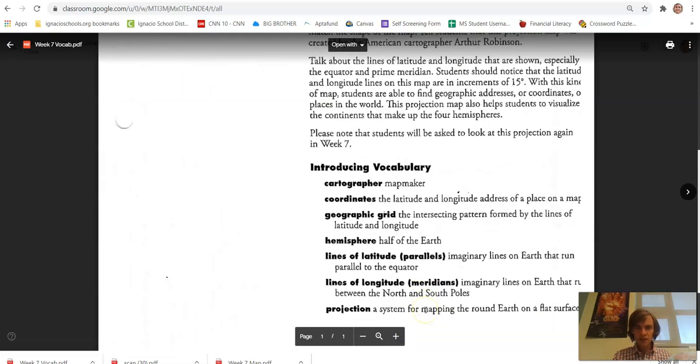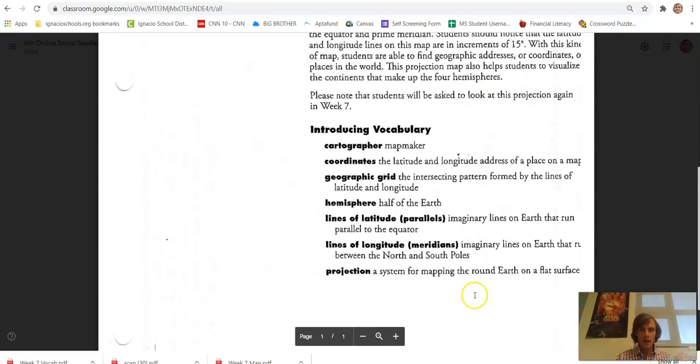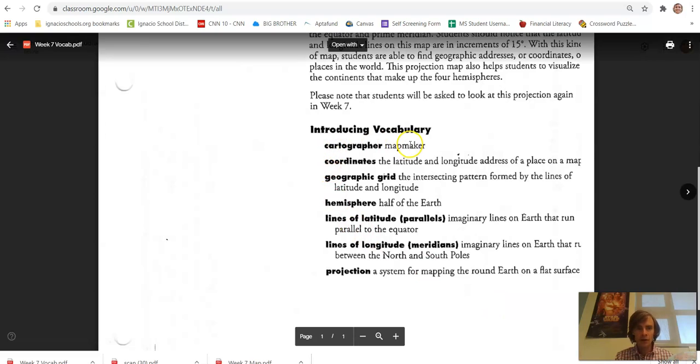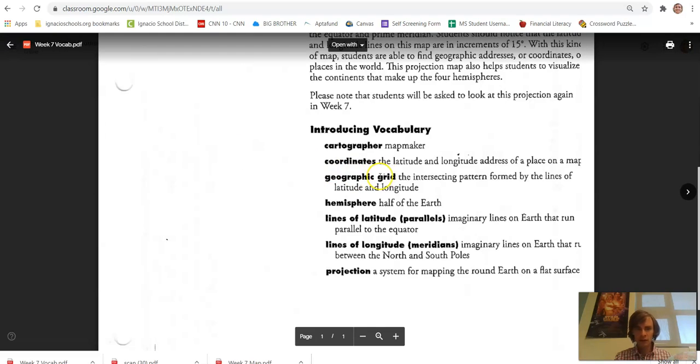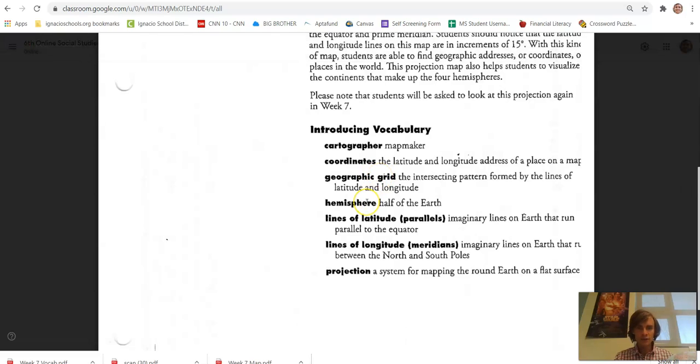So as you can see, a lot of these words are review from the past. Cartographer means a map maker. We talked about coordinates last week, and they give the address in latitude and longitude of a place on a map. A grid you should be familiar with in the last 2 weeks. Hemisphere is half of the Earth. Latitude are the parallel lines that run parallel to the equator. Longitude lines run from North Pole to South Pole.